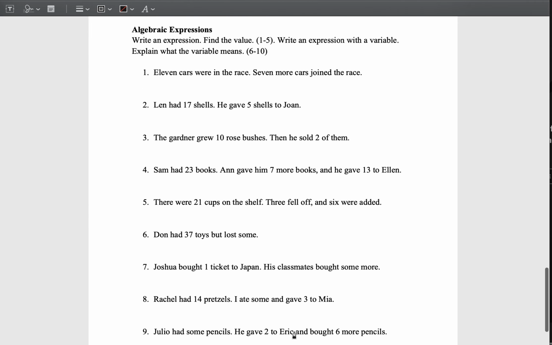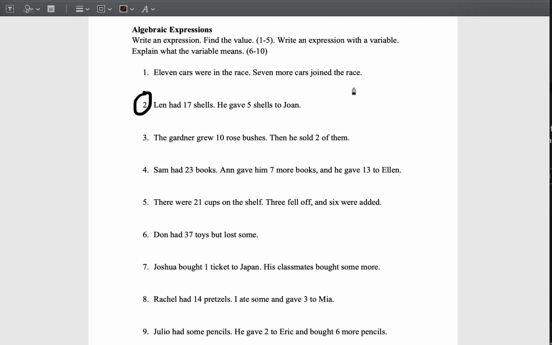Last but not least, we're going to be going over algebraic expressions. It says write an expression, find a value for 1 through 5, and write an expression with the variable and explain what the variable means for number 6 to 10. So we'll do one for each. Now let's try number 2.